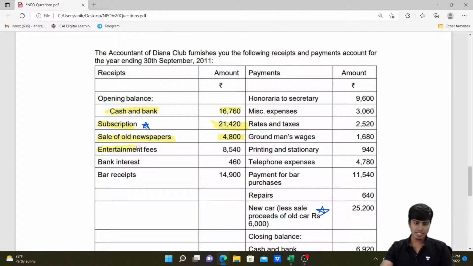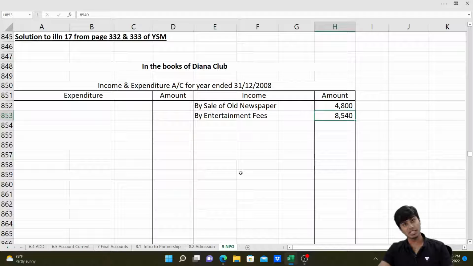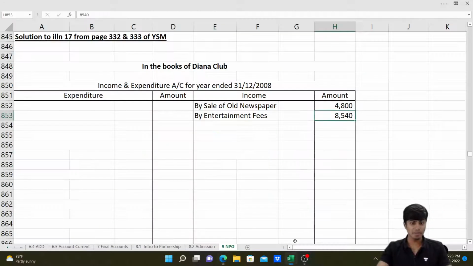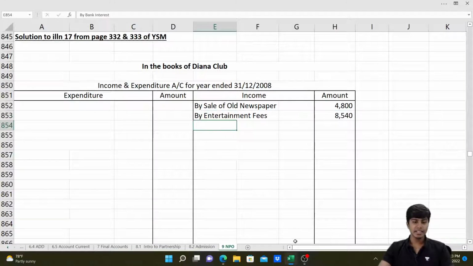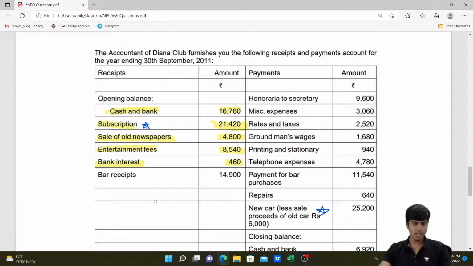What we have after that is entertainment fees 8,540. So let's assume the entire amount is income because there is no adjustment. So I'll write as income in income and expenditure account, entertainment fees 8,540. What I have after that is bank interest of 460. Again, this has no adjustment, so the entire receipt is my income. So from the receipt side, it will go to income and expenditure income side, by bank interest 460. What do we have after that?